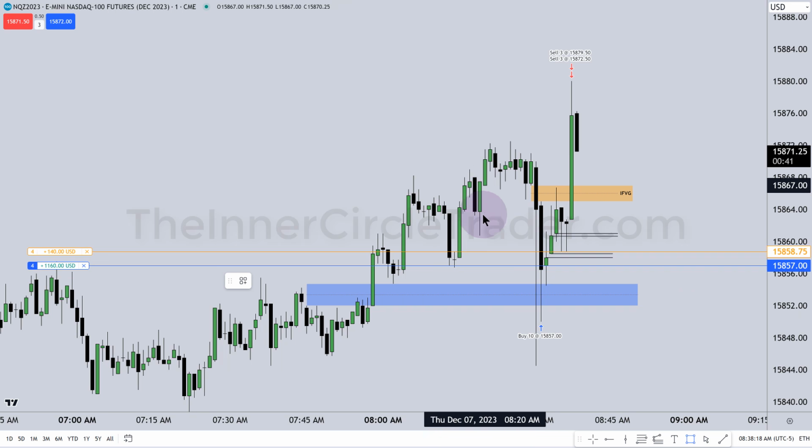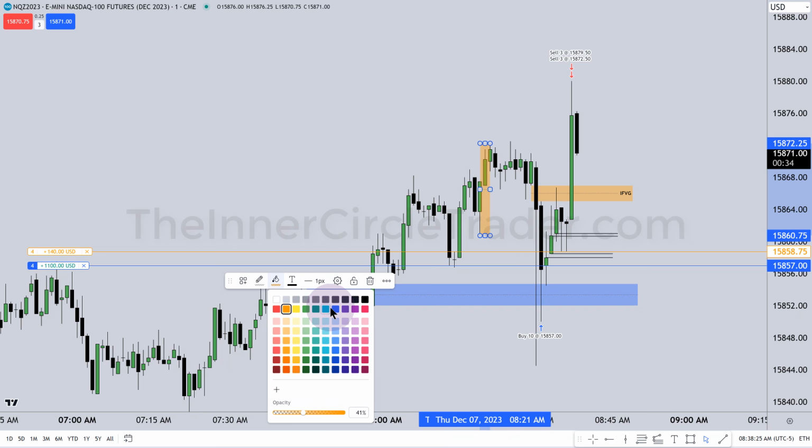That's the one that has my interest. Now, technically, it could be this entire range here. But in a perfect world, I'd like to see it. Let me change the color because it's going to confuse you if I don't.